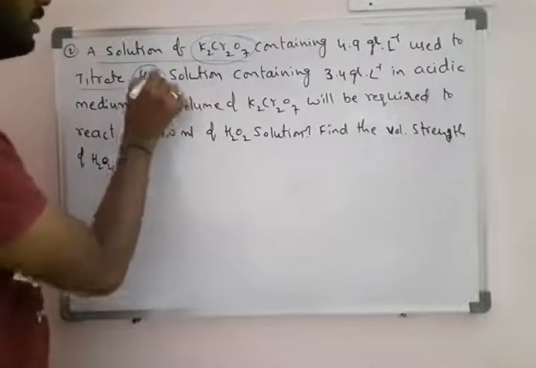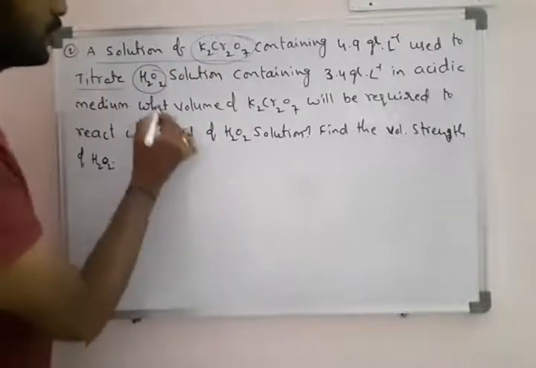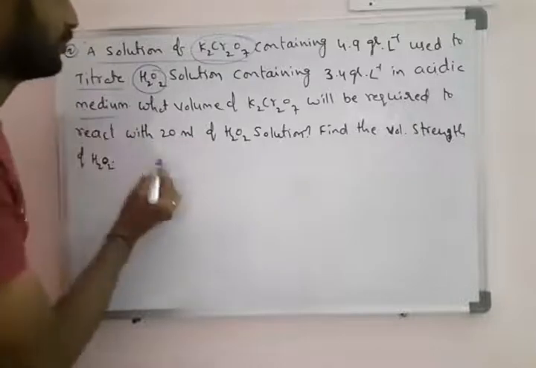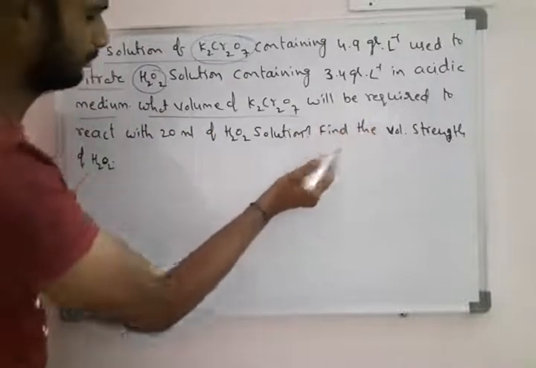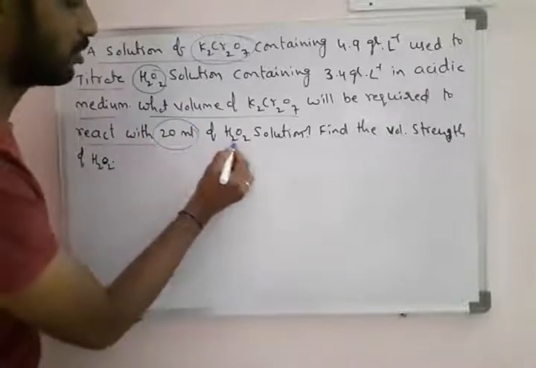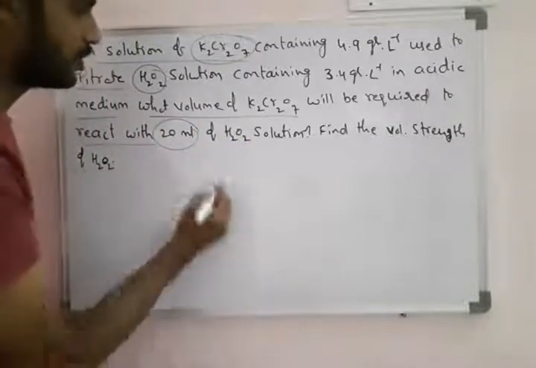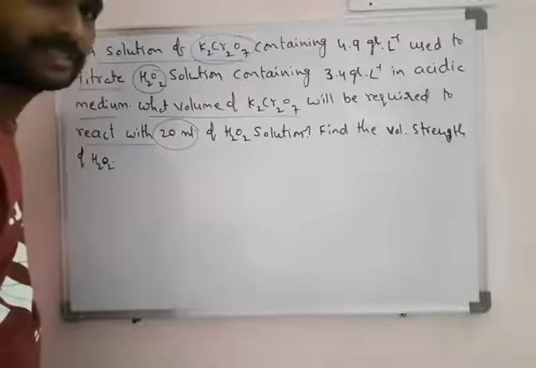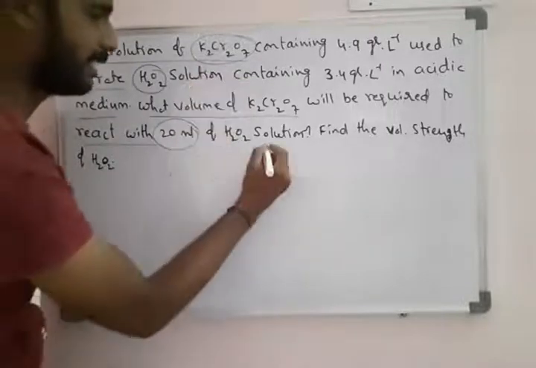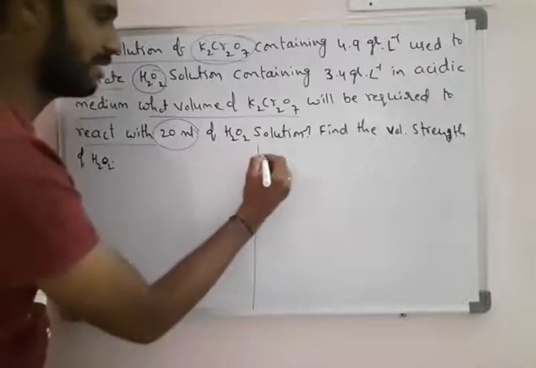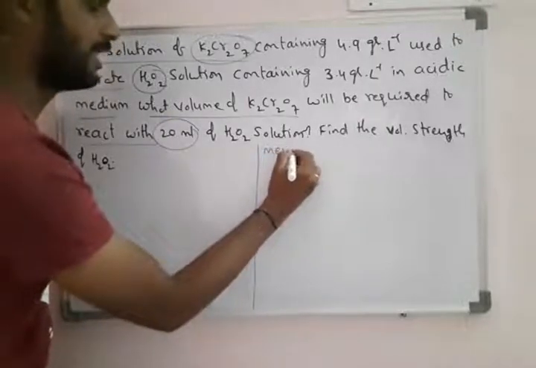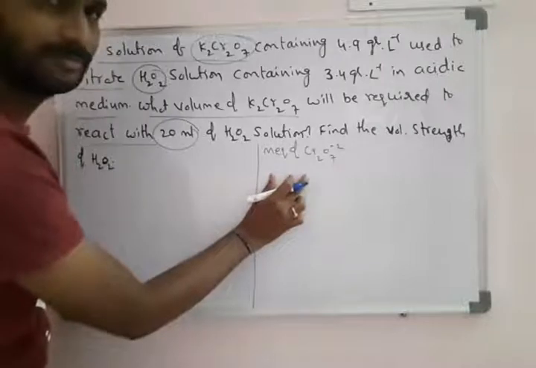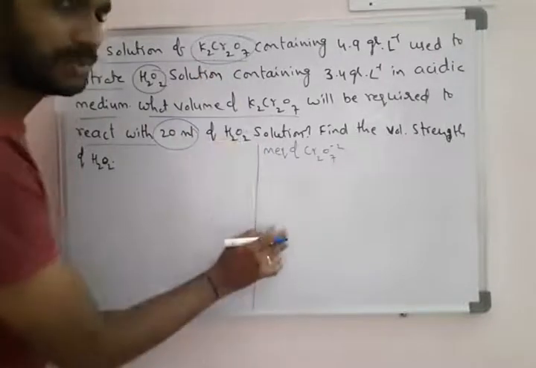Thus totally we can say they are reacted. Potassium dichromate reacted with hydrogen peroxide. The strength of hydrogen peroxide is 3.4 grams per liter, in acidic medium. What volume of potassium dichromate is required to react with 20 milliliter of hydrogen peroxide? So if these two are reacted completely, we can write the milliequivalents of Cr2O7 minus 2. Here the reacted part is Cr2O7 minus 2.